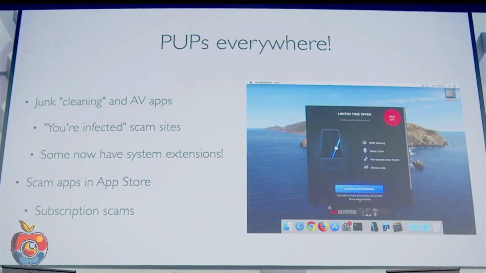And so you download through these sites and you've got your PUP. And unfortunately, some of these AV apps now have system extensions, which makes them really difficult to remove. Basically, those system extensions are protected by macOS. So there's nothing that you can do other than remove the app through a very specific method. So if your antivirus software removes it, the system extension's there forever, basically.